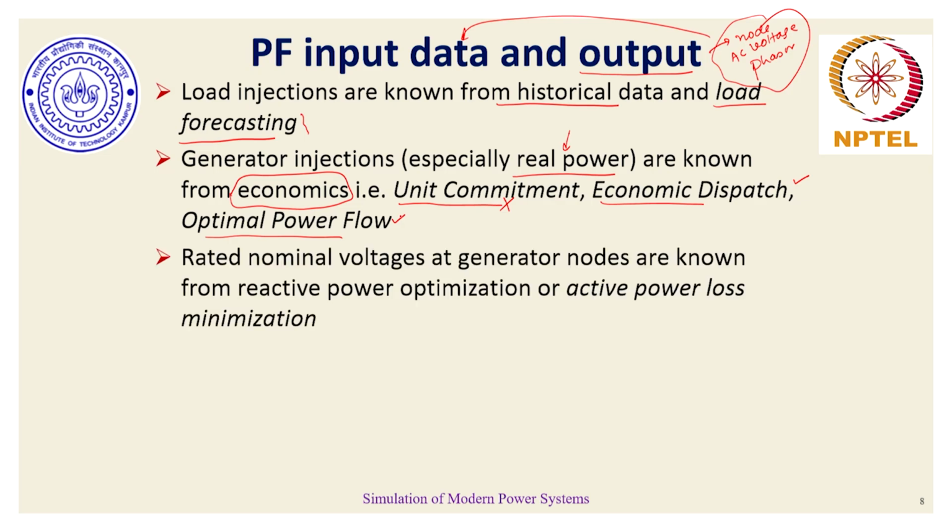Same goes for the voltage ratings at the generator nodes. By generator nodes, I mean buses or nodes at which generators are connected. There could be loads also present. The voltage values for those buses are also obtained from a rigorous optimization exercise, which we call active power loss minimization. Since voltage profile dictates or decides the flow of current, and I square R depends on the current flowing in a corresponding transmission line.